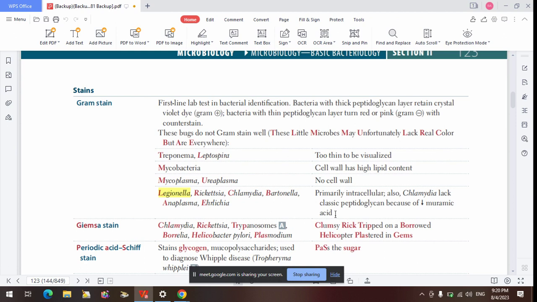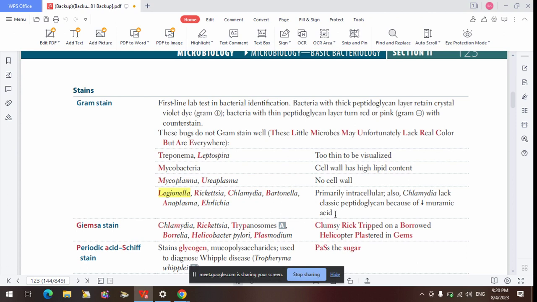Your decolorizer will not be able to wash it off. Usually you use alcohol to decolorize. But if you are dealing with gram-negative bacteria, fine. They will take little of the crystal violet because they have a thin peptidoglycan cell wall. By the time you apply your decolorizer, your alcohol, that alcohol is going to decolorize and wash out all the stain that it has taken. So it will look neutral.